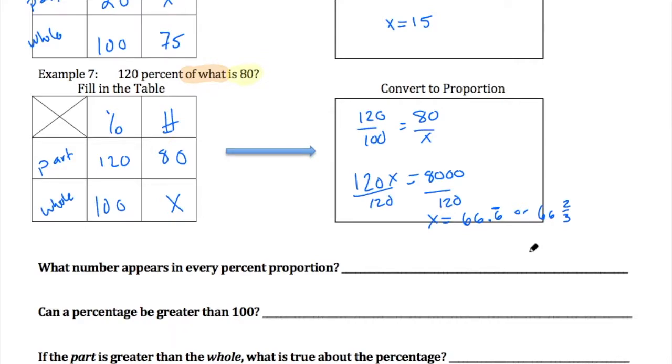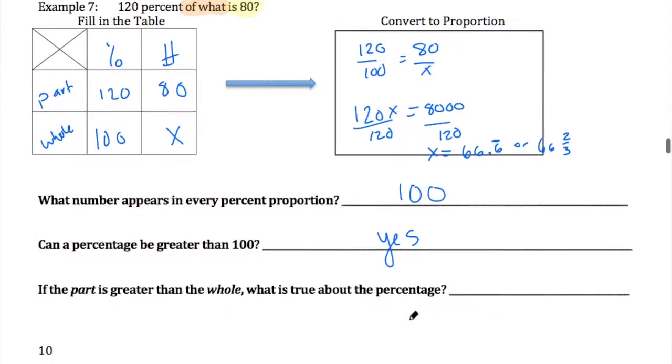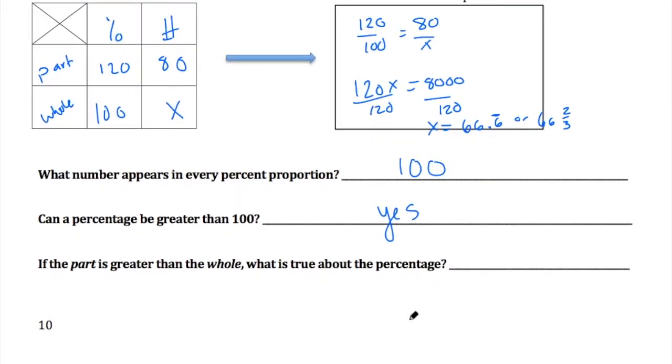All right, so what number appears in every percent proportion problem? Well, 100, of course, because that's always going to be our whole for our percents. Can a percentage be greater than 100? Yes, we've seen that a couple of times. Just because 100 is the whole doesn't mean you can't be greater than the whole. Sometimes you can be more than one whole. It says, if the part is greater than the whole, what is true about the percentage? Well, kind of answered that a second ago. It is greater than 100.